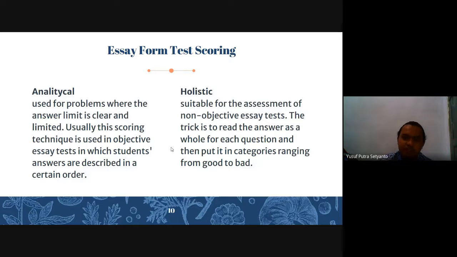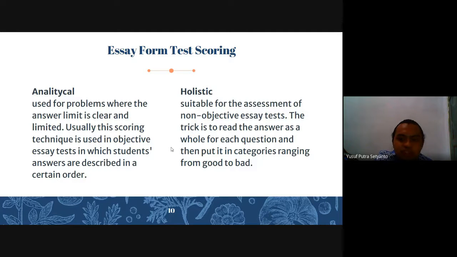The next type is holistic, which is suitable for the assessment of non-objective essay tests. The trick is to read the answer as a whole for each question and then put it in categories ranging from good to bad.